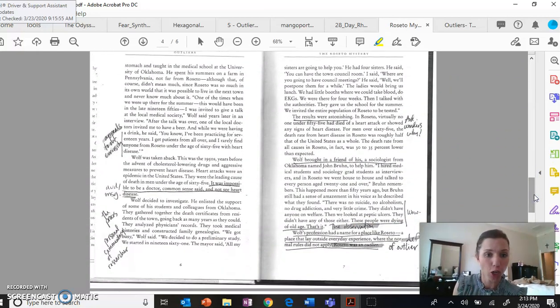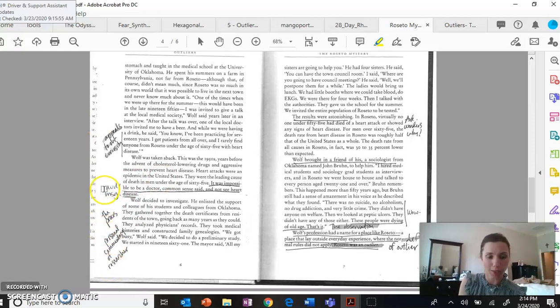This is what he studied. He studied digestion. And on the next page of the introduction, we get this quote that says, "While we were having a drink, he said, you know, I've been practicing for 17 years. I get patients from all over the world. I rarely find anyone from Roseto under the age of 65 with heart disease." And so, that's an interesting fact. That appeals to our curiosity. And Wolf was, of course, taken aback as well. So he decides to investigate.